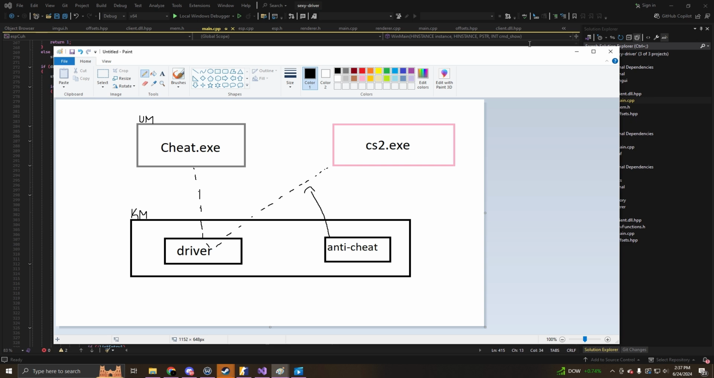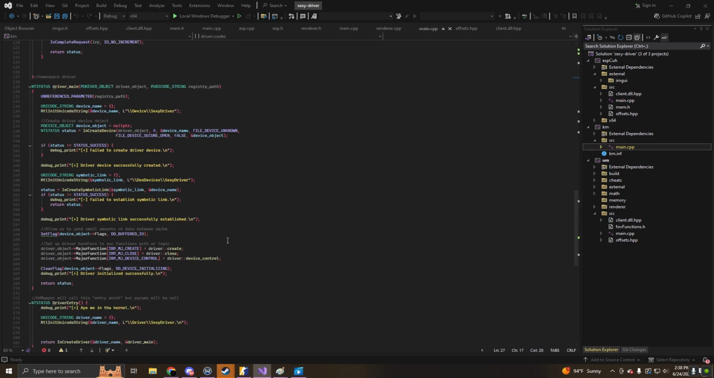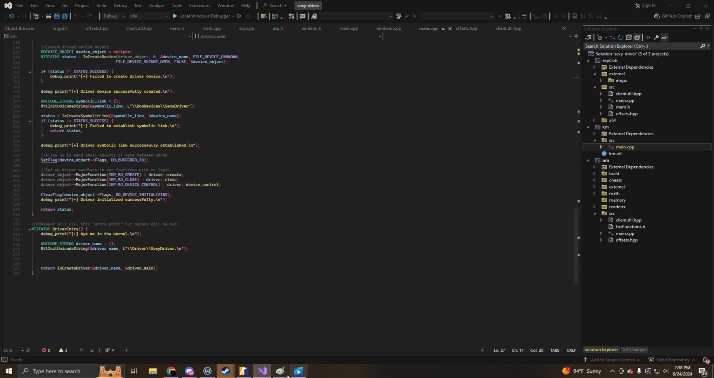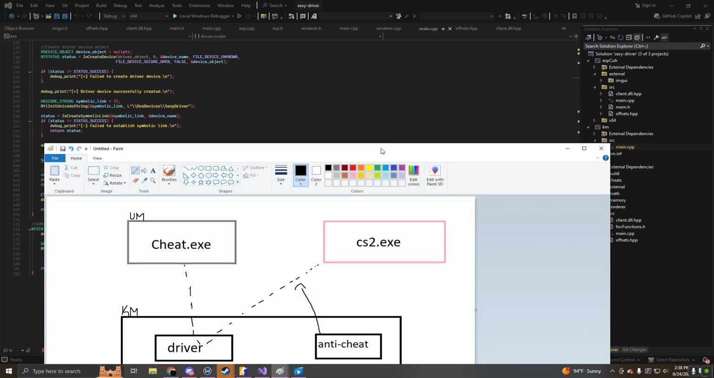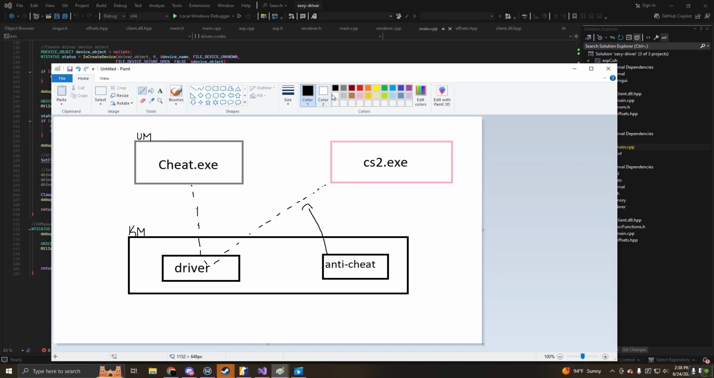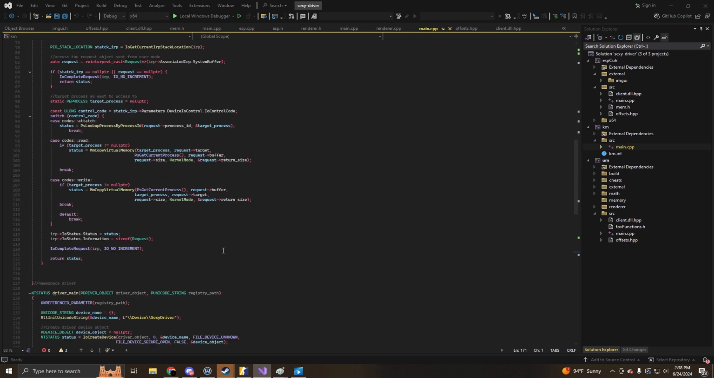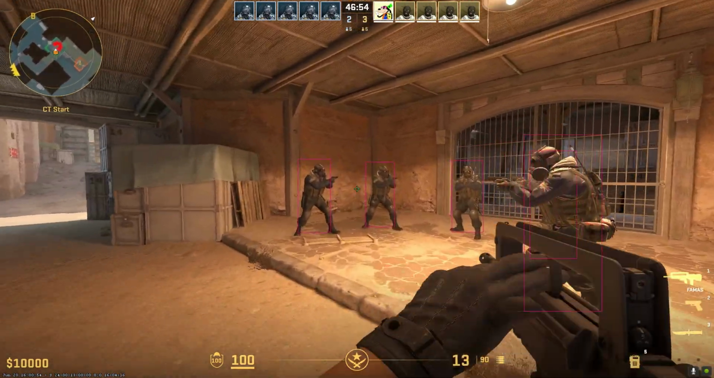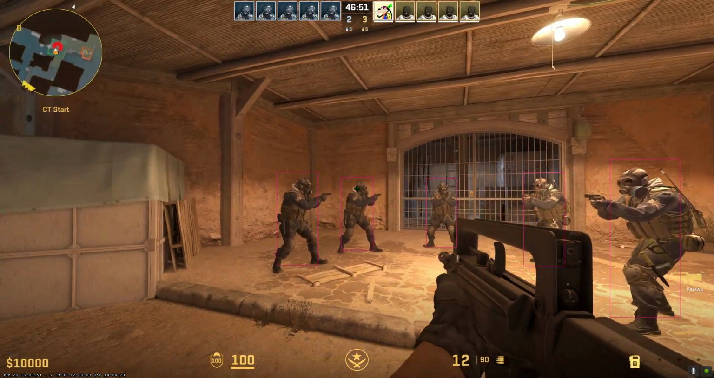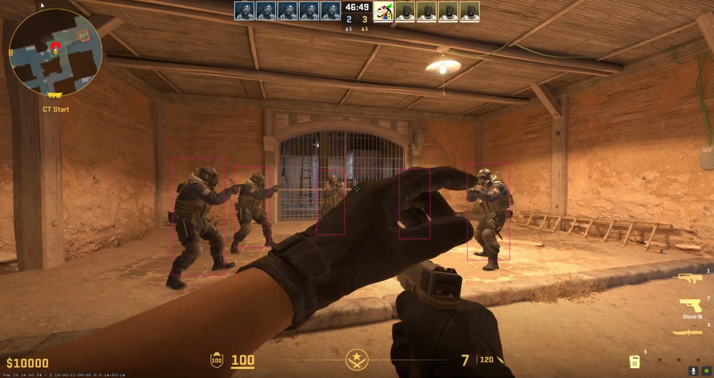It's a lot simpler. For my cheat, I have a kernel driver, so I never have to worry about this anti-cheat, which isn't even going to be in the kernel. It's out here trying to read this. It's never going to happen. Unless I get manually banned, this CS2 cheat will never get detected. And so that is how cheaters can make aimbots and ESPs like this without getting detected.